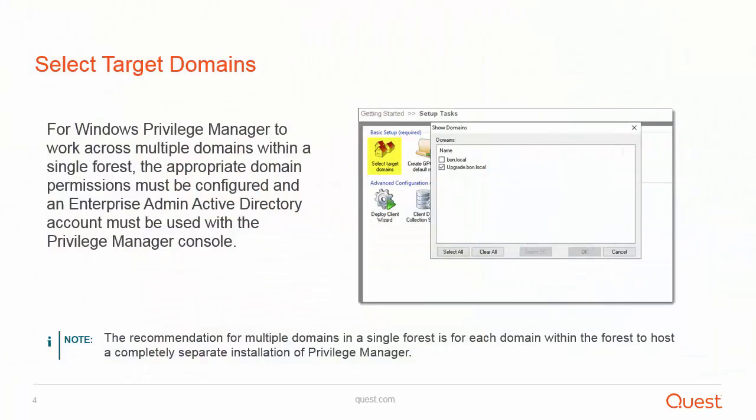The Privilege Manager console is initially configured to allow you to manage the privilege elevation settings for the domain to which the local computer belongs. In addition, the console also allows you to manage other domains in your forest. Privilege Manager will work across multiple domains within a single forest, if the appropriate domain permissions are configured.